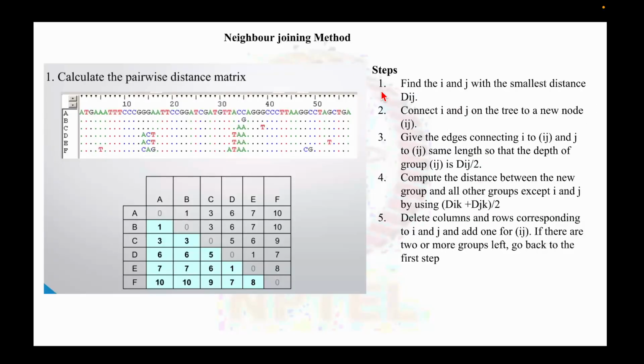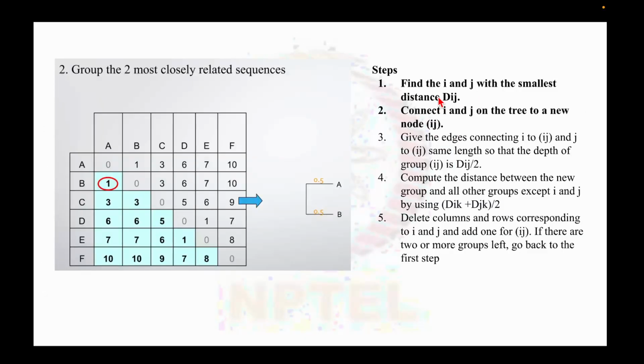Further, we have neighbor joining. Given a multiple sequence alignment, a pairwise distance matrix will be calculated. These are the steps for how we are going to solve it next. First, group the two most closely related sequences. In this case, the two most closely related sequences are A and B.